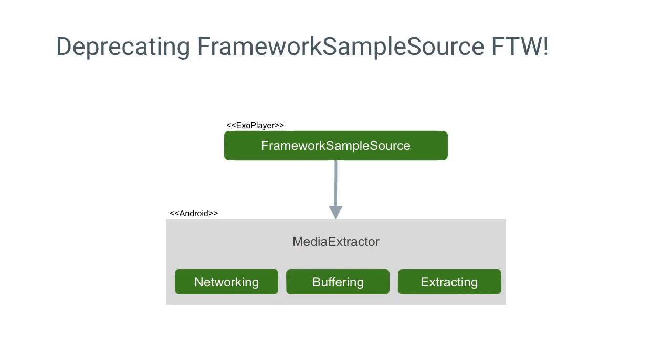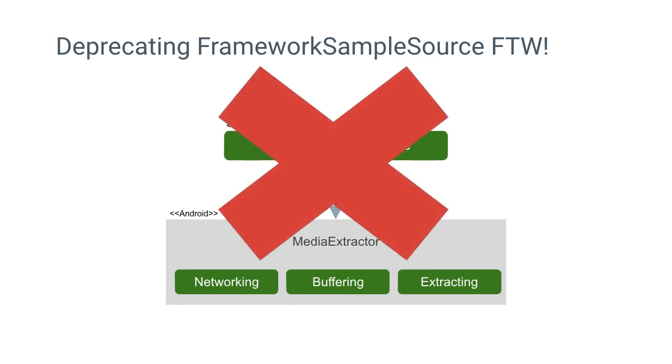The early versions of ExoPlayer used this framework sample source class. This framework sample source class used the media extractor API to do this networking, buffering, and extracting tasks. And that's what we also see in the next slide, a little bit more focused. But still, the framework sample source can't really influence what media extractor is doing in detail, and that's exactly what we want. So the ExoPlayer team, in the end, decided to deprecate this framework sample source and to do all these tasks in ExoPlayer itself.